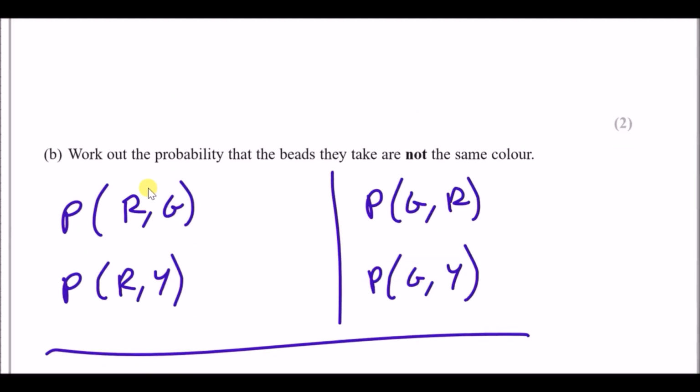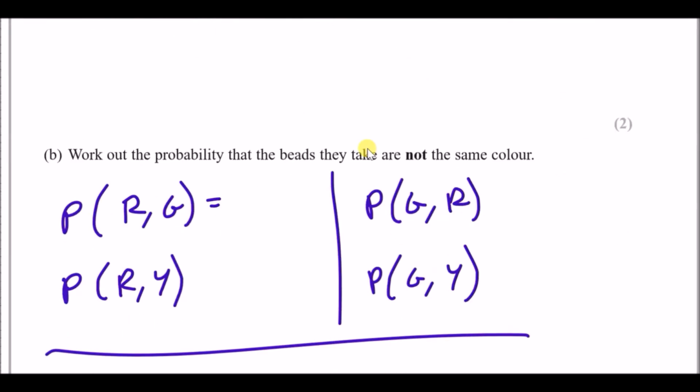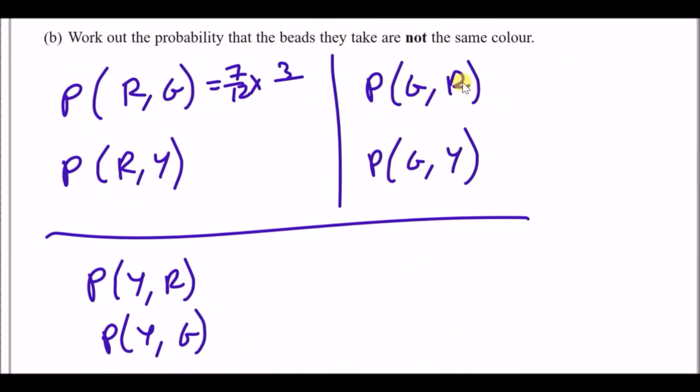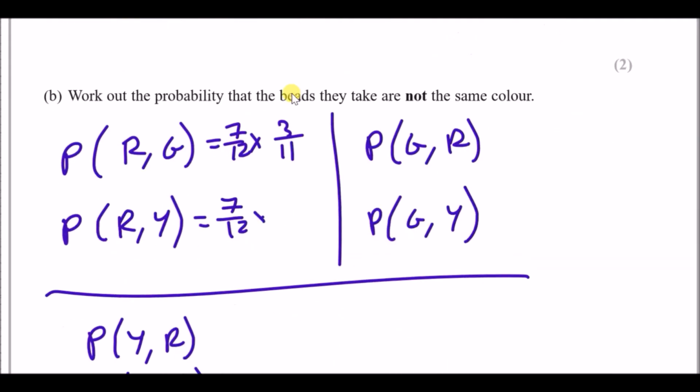Now, to get red and green, we'll do some of these in steps. So red, we got 7 out of 12. So we got 7 beads which are red. To get green, we got 3 of them, and there's 11 beads left altogether. To get red and yellow, again, red is 7 out of 12. And to get yellow, there's 2 yellows, and you got 11 left, so 2 out of 11. So what I'm going to do, guys, I'll just do 3 of these, and then we're going to total them up and then double it.